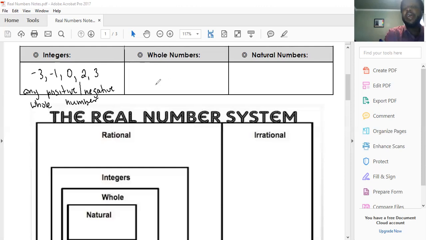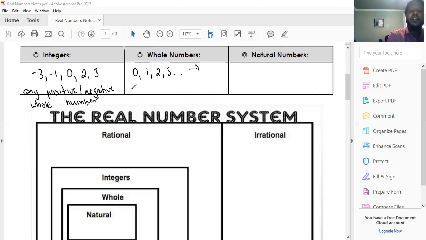But they can be written as a fraction, but not a number that has to only be a fraction. So it can't be 1/2 or -1/2. Those are not integers. But whole numbers include 0, okay, and any positive number, right? So everything else from 0 all the way up. But it does not include negative numbers.